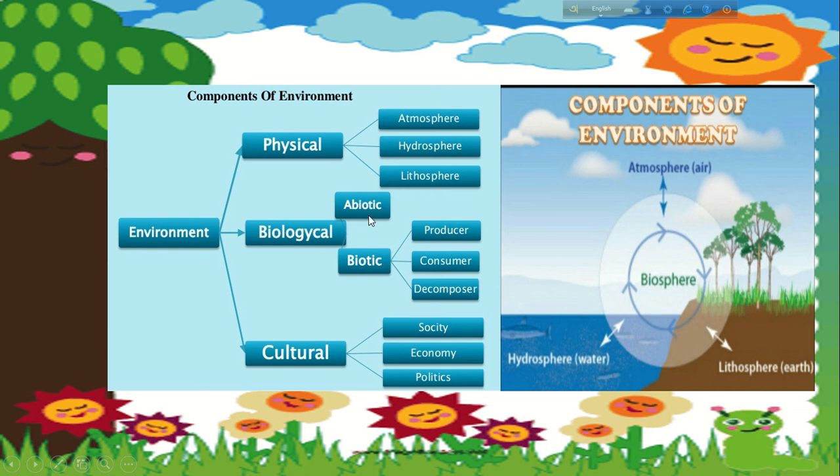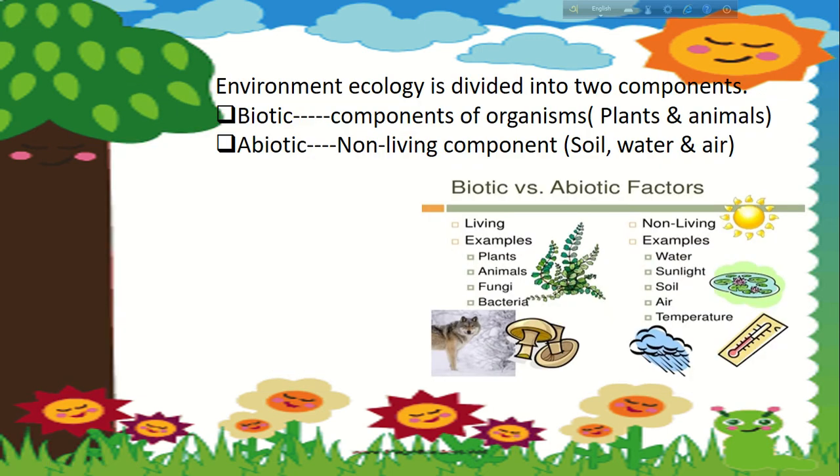And biological environment is of two types, abiotic and biotic. Biotic means living, and abiotic means non-living. According to environmental ecology, our environment is divided into two components, biotic and abiotic. So, organisms, plants and animals are the components of the biotic environment, and non-living components, soil, water and air, are the components of the abiotic environment.